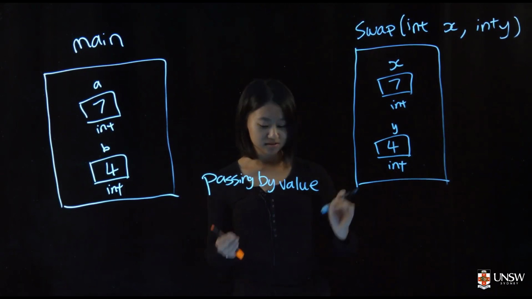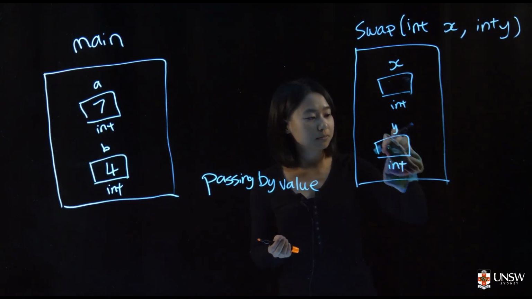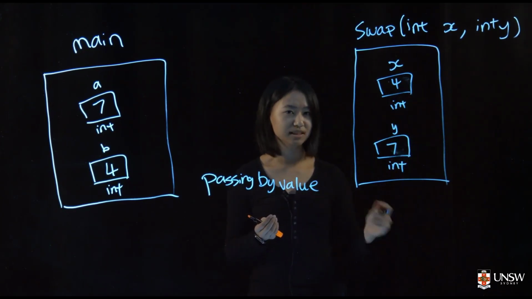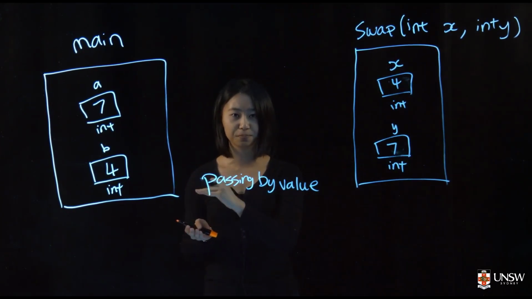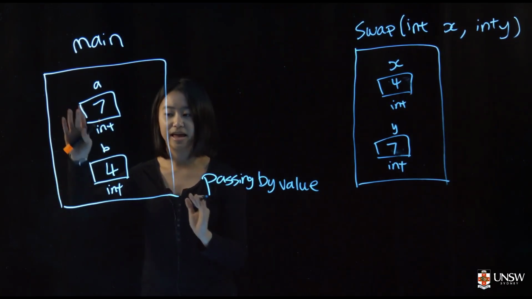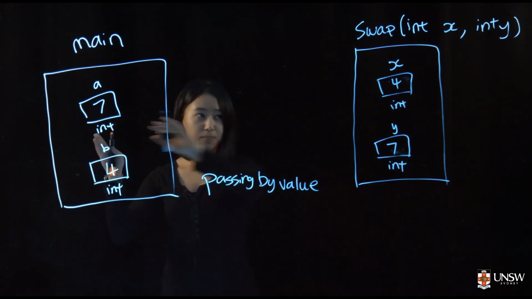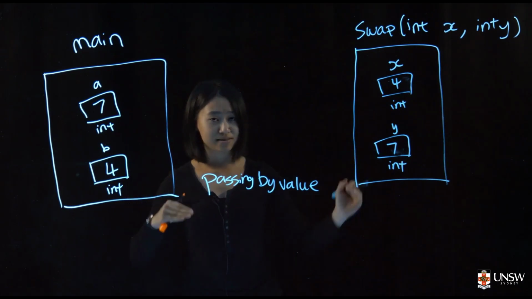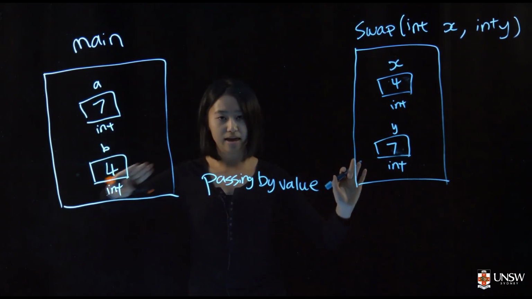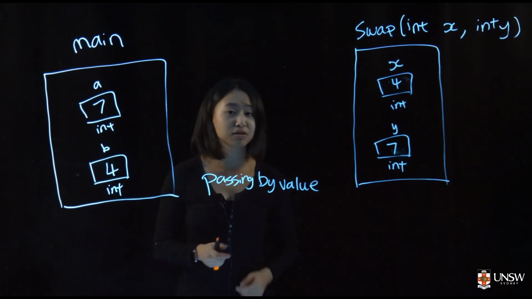So could I just do this? Could I just swap the values of x and y? Does that actually swap the values of a and b? It doesn't, because once we exit swap, we come back to our main function and a and b are unchanged. This is because we passed by value. The copies that we gave to x and y are simply that, just copies. Whatever we do to x and y are different variables to the a and b that we actually did want to swap. So to fix this, we have to do something different.